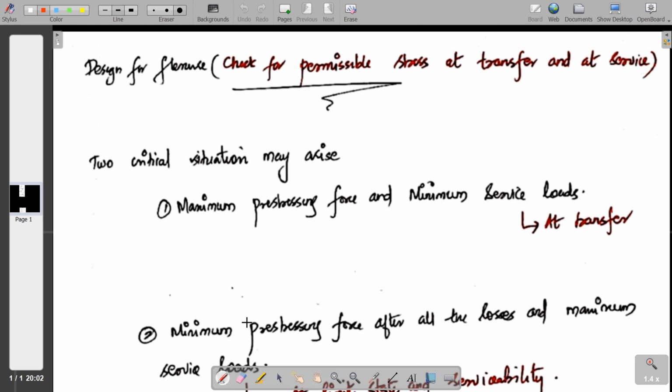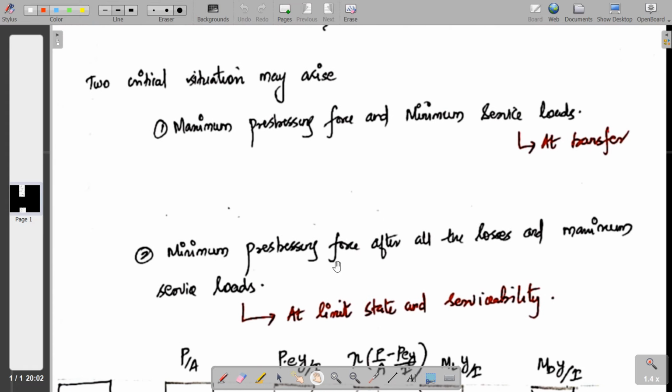The pre-stressing force and the minimum service load will be acting. So the section should be safe under the pre-stressing force, which is maximum at the time of transfer, along with the minimum service loads. That is the first condition. The second condition, obviously, is at the time of serviceability or limit state, where there will be the minimum pre-stressing force, that is, the pre-stressing force after all the losses, and the maximum service loads, that is the service load which will be acting during the service life of the building.